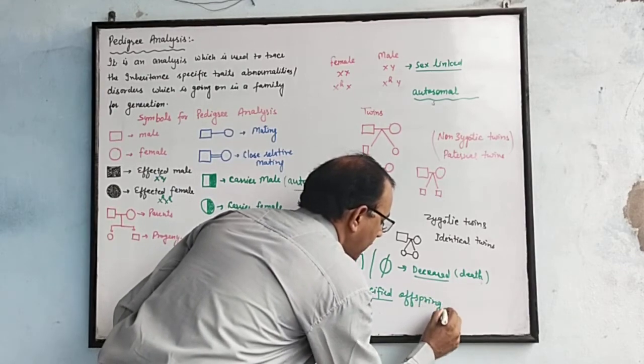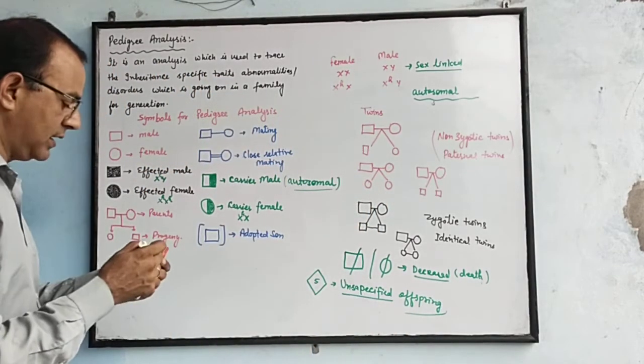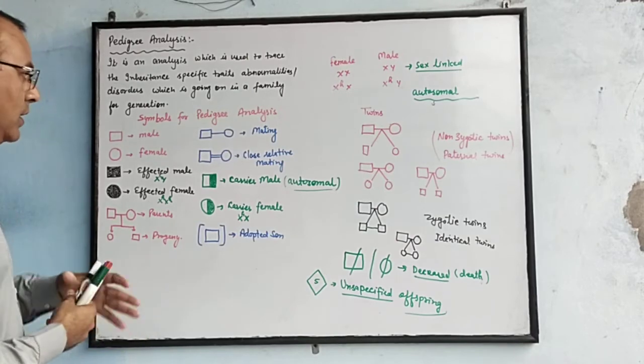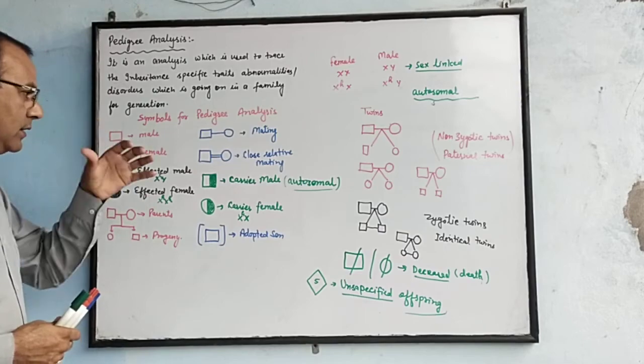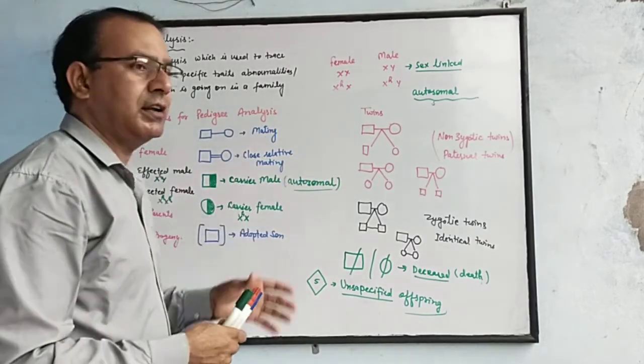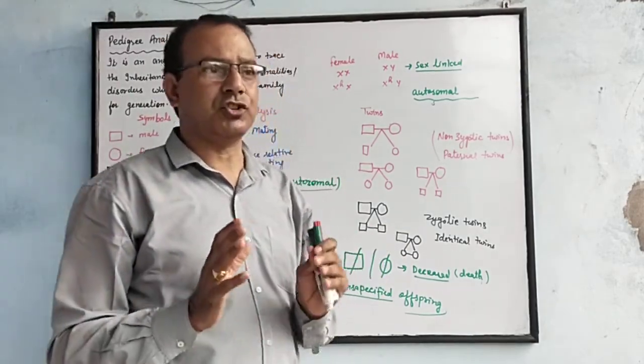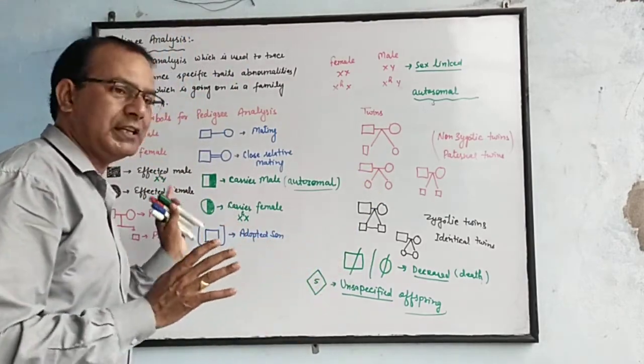So before going to study pedigree analysis, we have to recognize some symbols which represent these types of structures, so that a doctor or we can prepare a chart of a family. Clear? What is pedigree analysis?